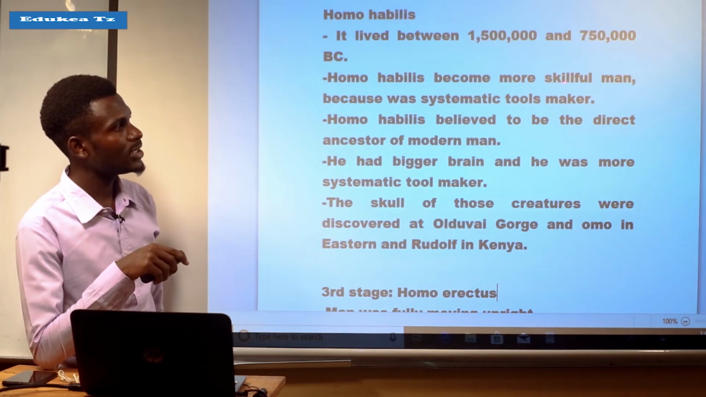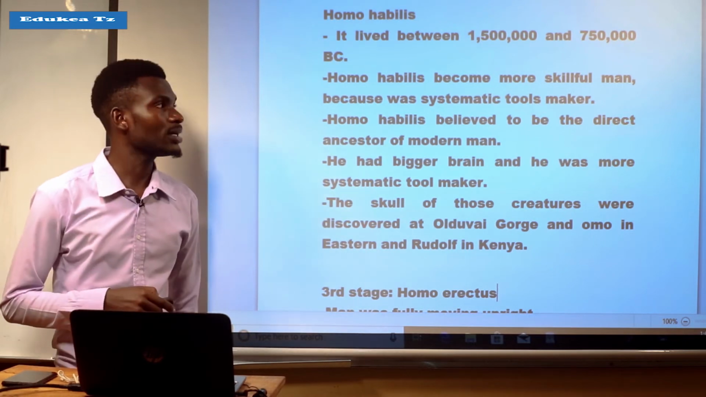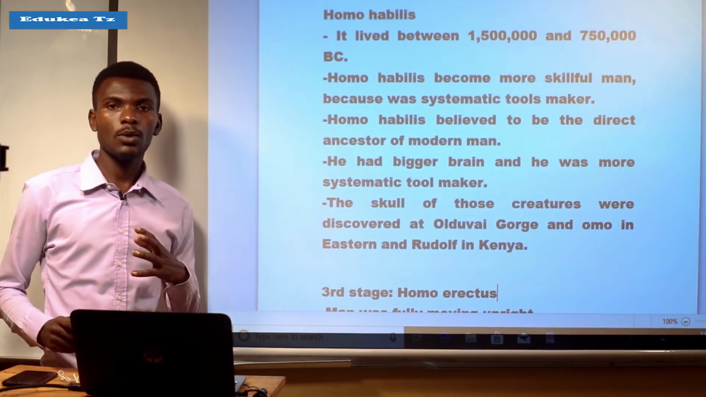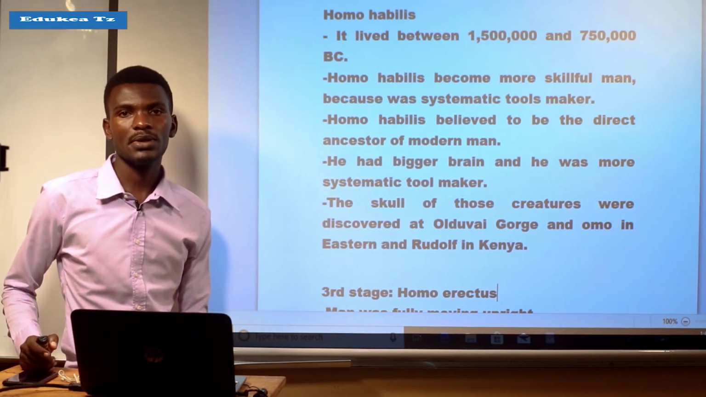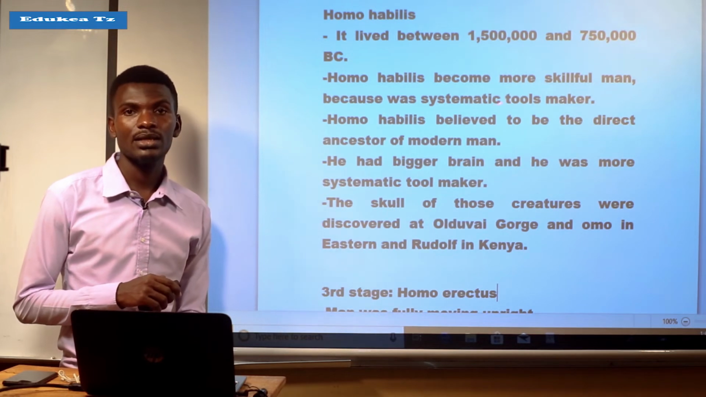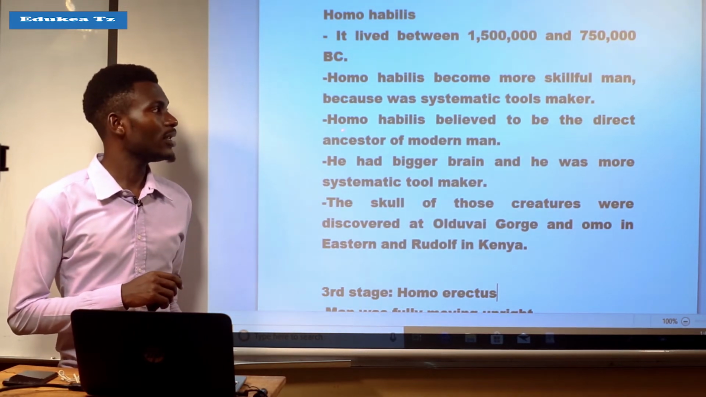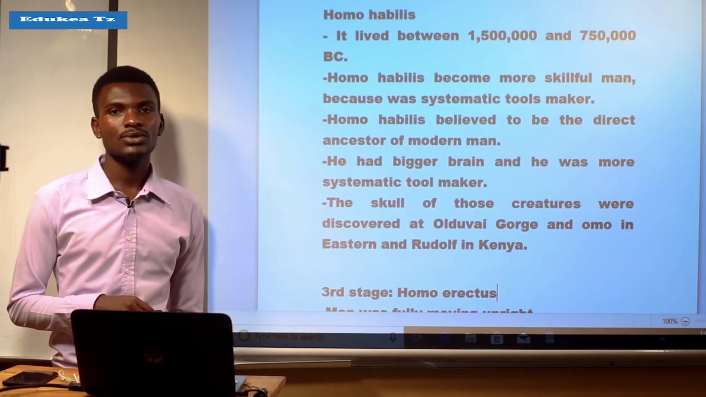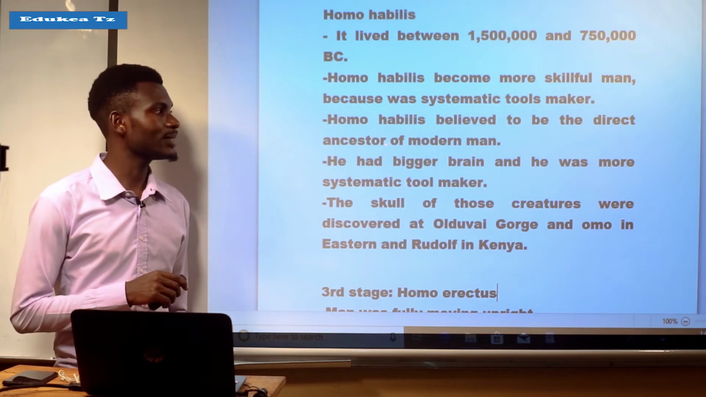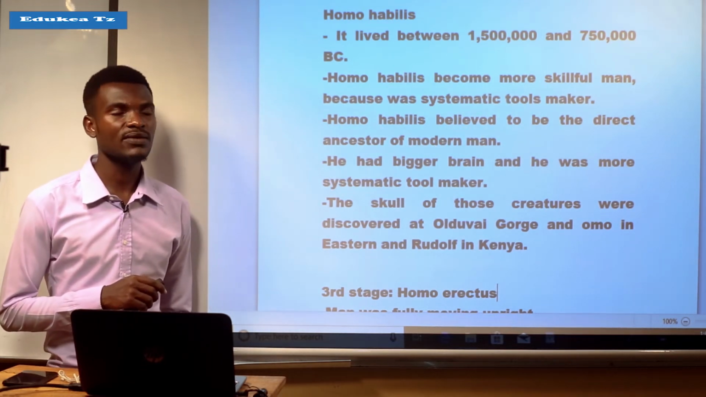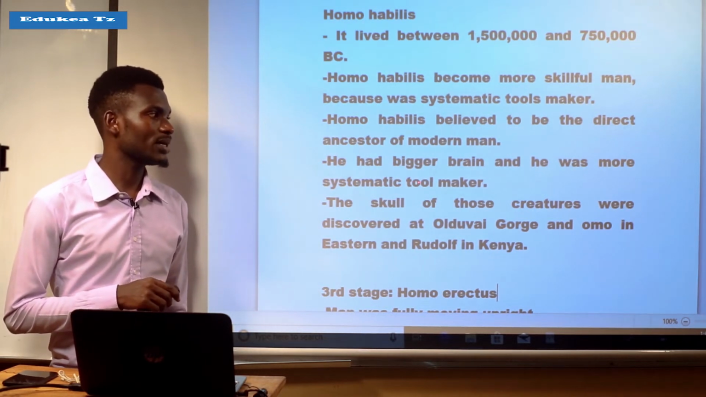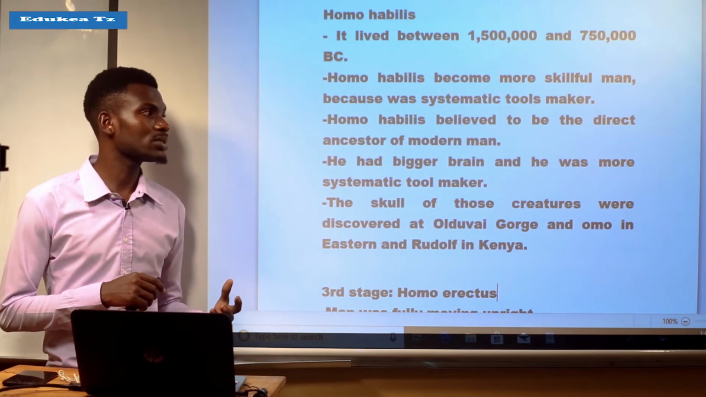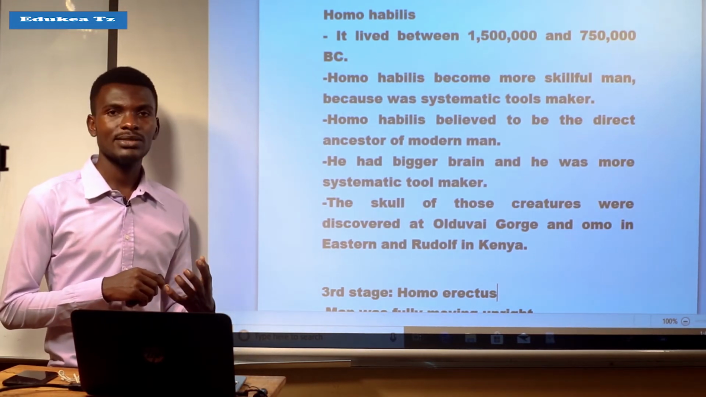Homo habilis became a more skillful man because he was a systematic tool maker. He became more skillful than the Zinjanthropus creatures, and he used systematic ways of making tools. Another point, Homo habilis is believed to be the direct ancestor of modern man. He had a bigger brain than Zinjanthropus, and he was a more systematic tool maker.